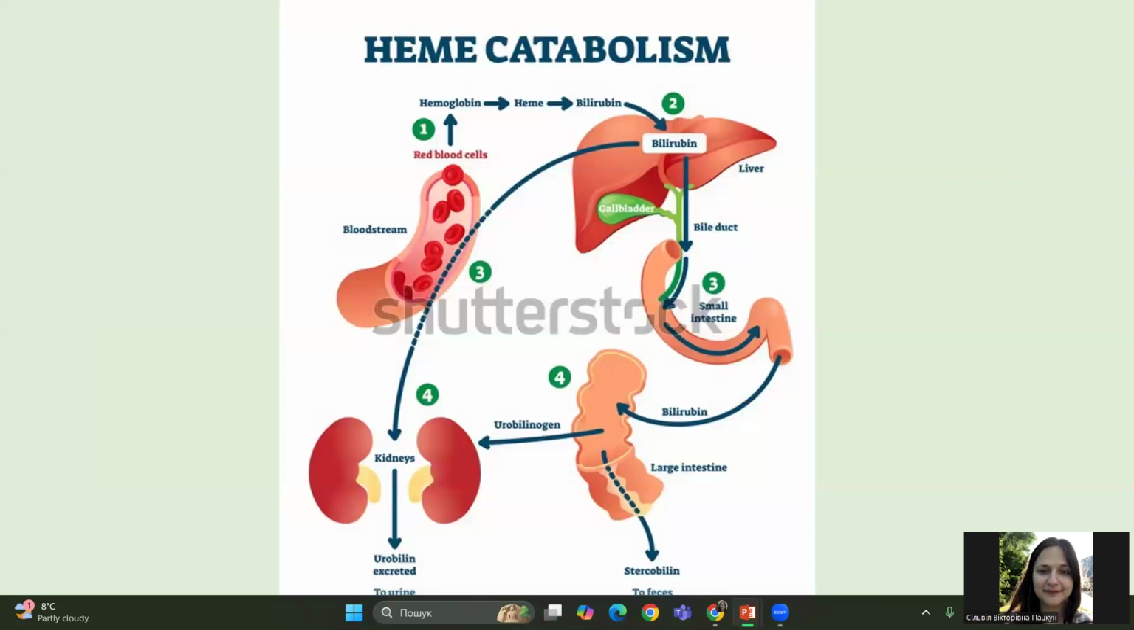Metabolism of heme. So hemoglobin divides into heme and globin. Heme transforms to bilirubin. Bilirubin in the liver enters with the bile to the bile duct, to the small intestine, and then goes to the large intestine in the form of urobilinogen. It can be excreted by the kidneys together with urine, and in the form of stercobilin can be excreted with the feces.